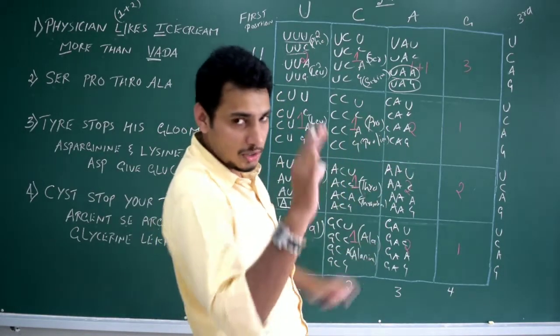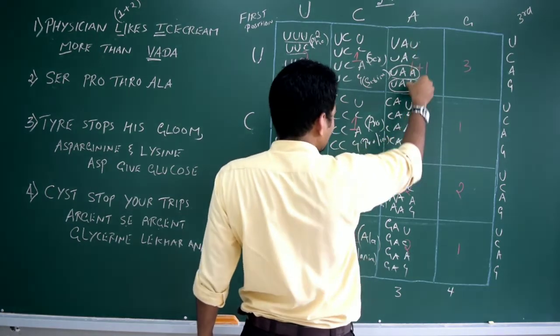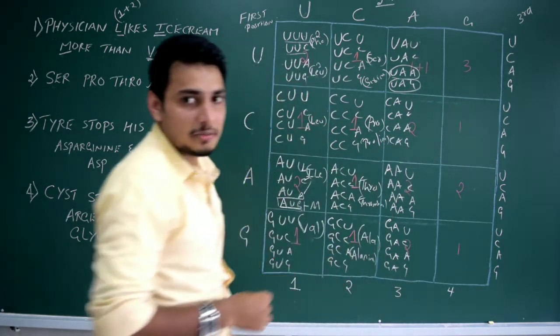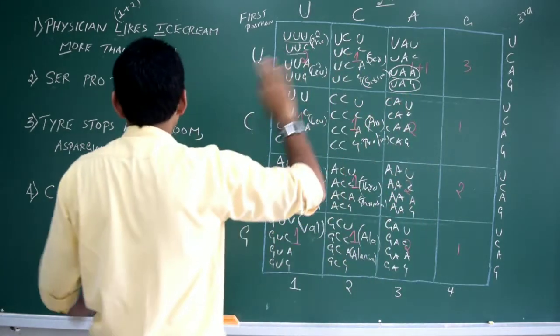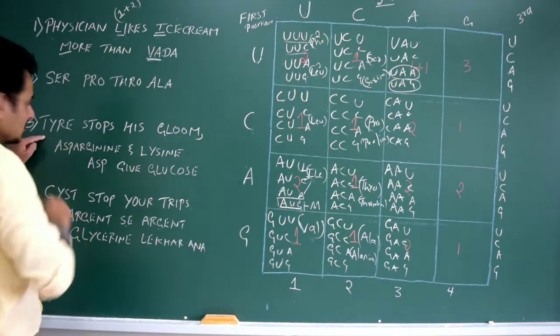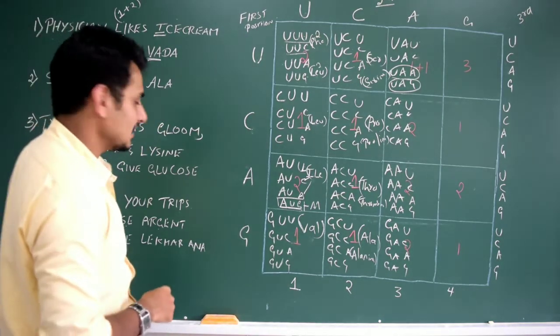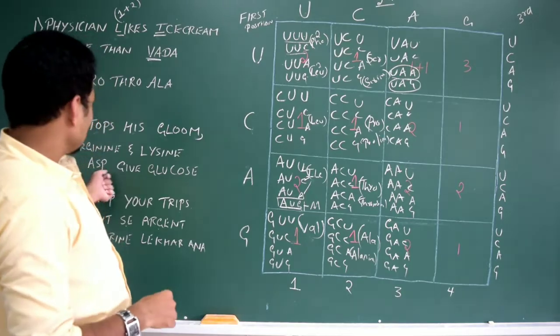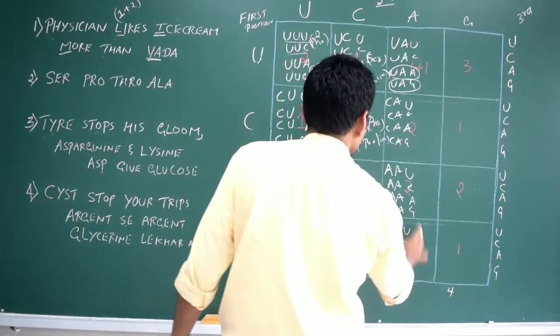But we are not going to talk about it now. So here, these two are actually the codons, and these two are stop codons or terminator codons. UAA and UAG are the stop codons. So we need to take the third sentence: Tire stops his gloom, asparagine and lysine. As soon as possible, give glucose. The third sentence will be applicable to this.